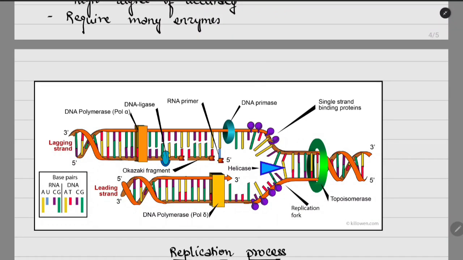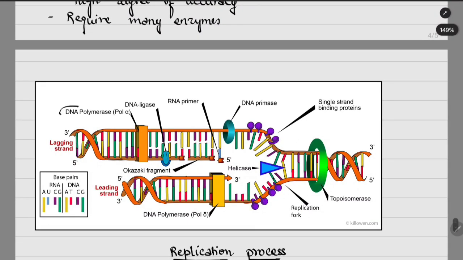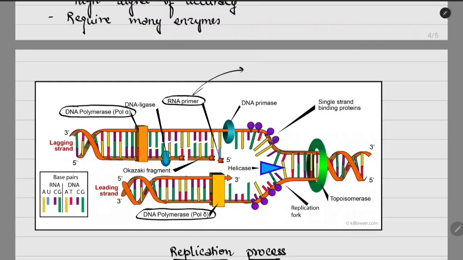Now see this diagram here. This is a DNA and it is being replicated. Here we can see the DNA polymerase enzyme present. This is helping in the replication process. Here we can see the DNA polymerase again. Now RNA primer is also present. This RNA primer is very much required as the foundation stone for the replication. Without this primer, the replication will not take place.